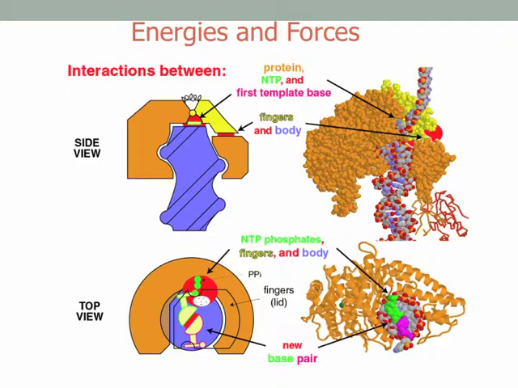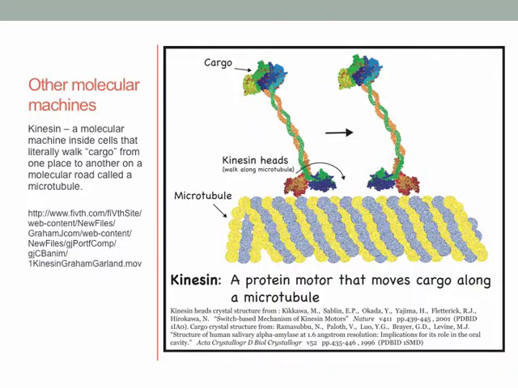So I want to show you another molecular machine that's one of my favorites, and this is Kinesin. Kinesin is a little molecular motor or molecular machine that walks cargo, literally walks cargo from one place to another on a molecular road, which is called a microtubule. And so you can see here in the illustration that there are two of these what are called kinesin heads, and their tails are wrapped around each other. And at the end of the tail, you can see this cargo that's attached.